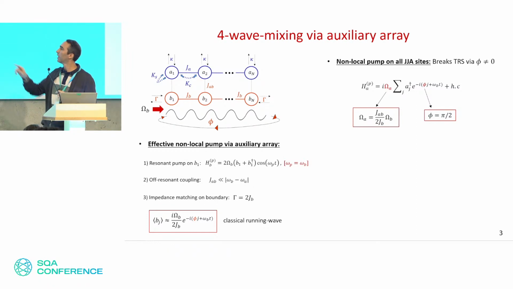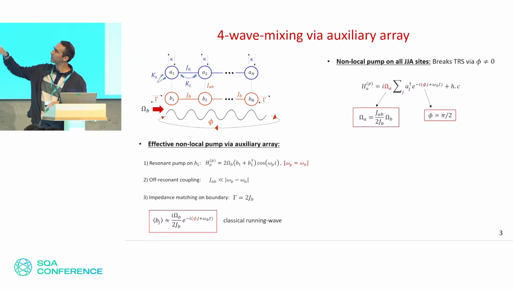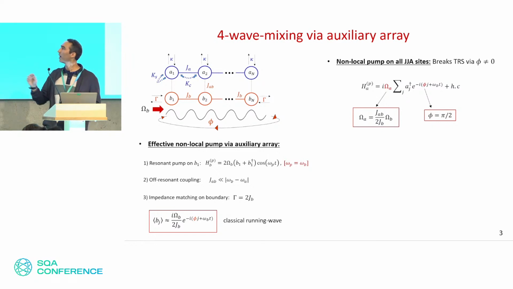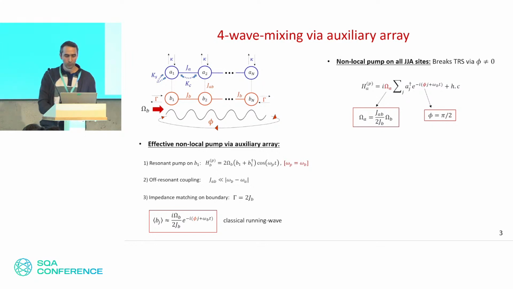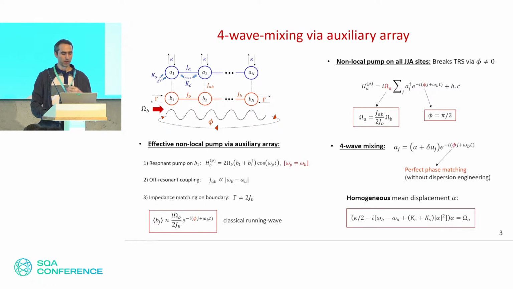If we do that, all photons that enter the first site of the auxiliary array will propagate to the right and will be perfectly absorbed on the last site without reflection. And in steady state, we can build a nearly classical running wave in the auxiliary array, which will have a very well-defined phase, pi over 2. Oh, well, the pointer is not there. But this is a way that we can, in practice, build this non-local pump on the device.